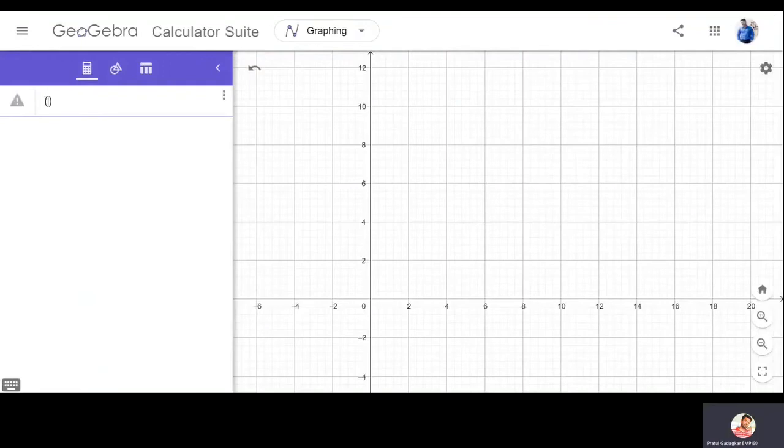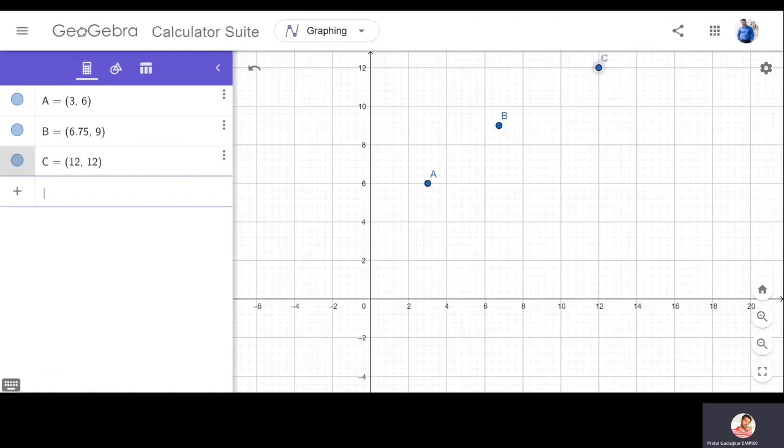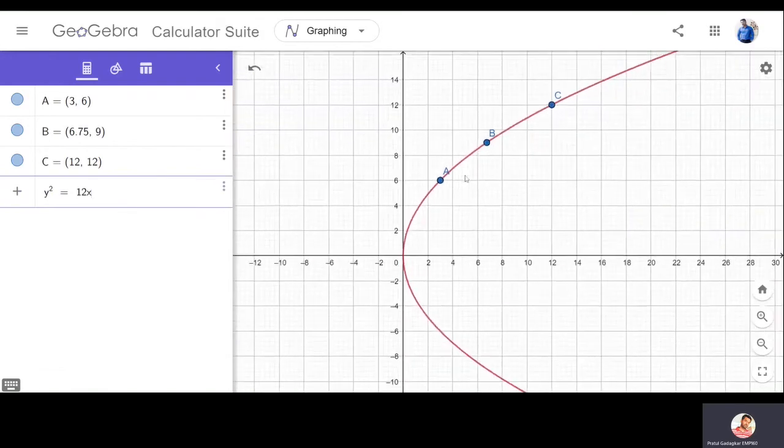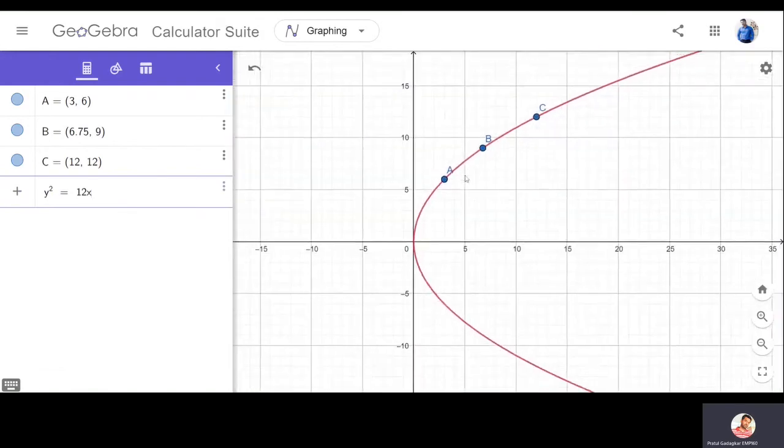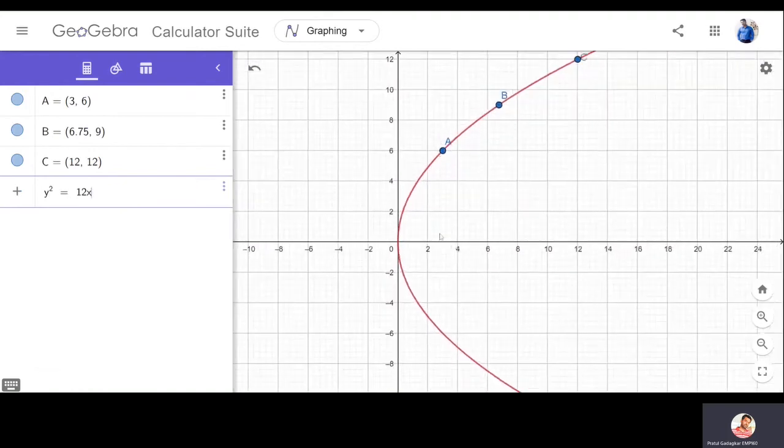So the first point was (3, 6). The second point was (6.75, 9). The third point was (12, 12). So we see that these three points are on the sheet, and what are they corresponding to? To the parabola y square equal to 12x. So you see the three points are exactly lying on this parabola in the first quadrant, where the value of x lies between 3 to 12.